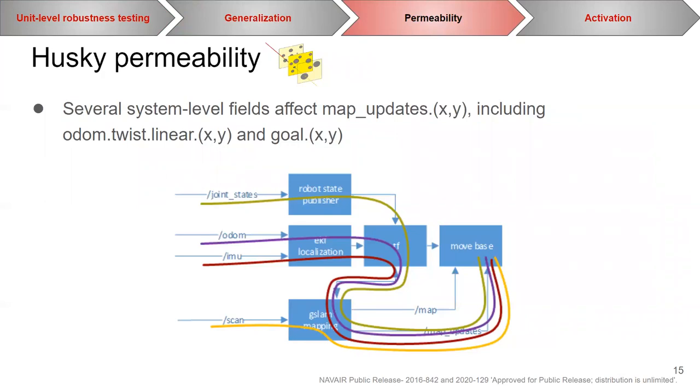The goal of the permeability step is to therefore find system-level fields that affect the relevant fields map_updates.x and y. We first identified the possible external interfaces that could eventually reach the move-base node based on the Husky architecture. We then use feature-based classification to identify several system-level fields that are permeable, meaning they affect the internal map updates X and Y signals. These include the X and Y linear twist fields and the X and Y goal fields.